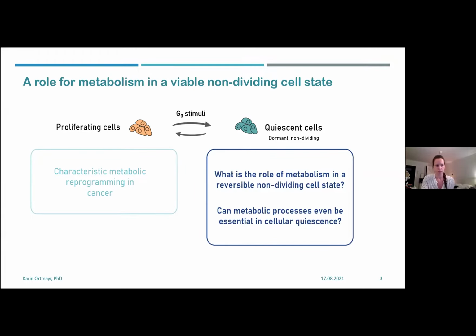And so these are the questions that we're after here. What is the role of metabolism in helping these non-dividing cancer cells, more from a fundamental perspective, but also can we find essential metabolic processes that might be useful in treating these very difficult to target cancer cell subpopulations?